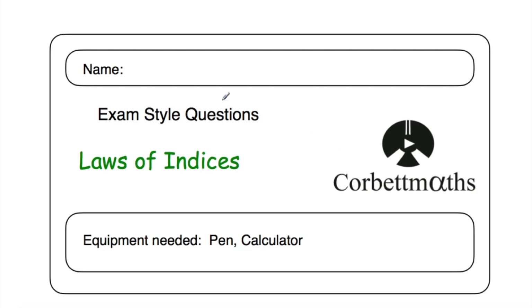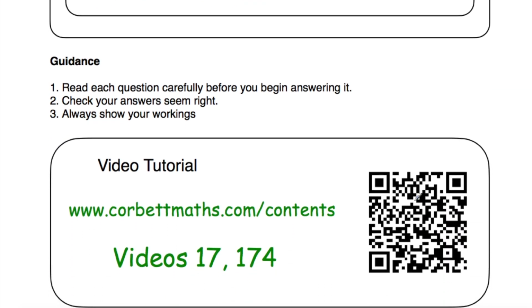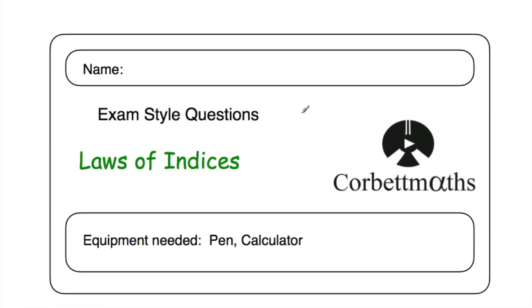In this video, we're going to look at the answers to the Laws of Indices practice questions. If you need any extra help on Laws of Indices, go to corbettmaths.com, go to the videos and worksheets section and look at videos 17 and 174, there are dedicated video tutorials there on Laws of Indices. In this video, I'm going to focus on the video solutions to the practice questions, so let's get started.